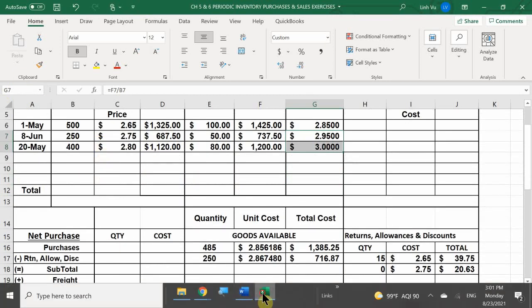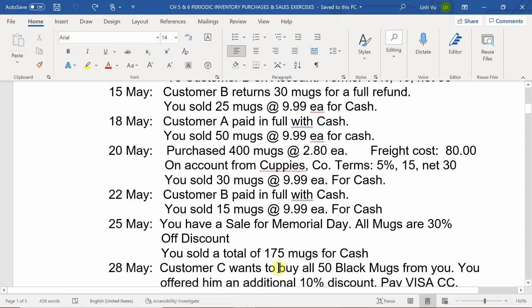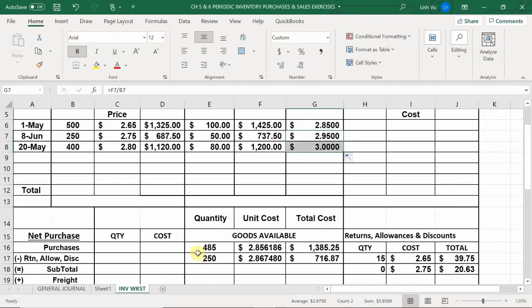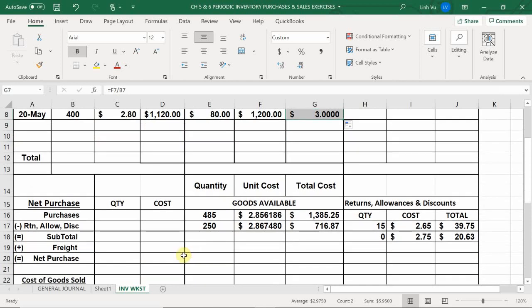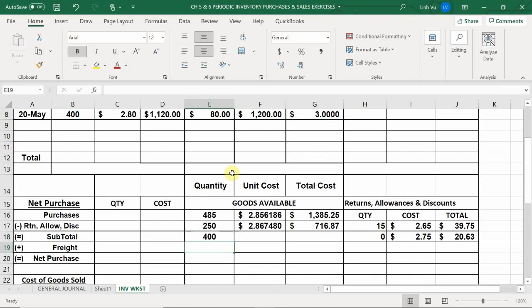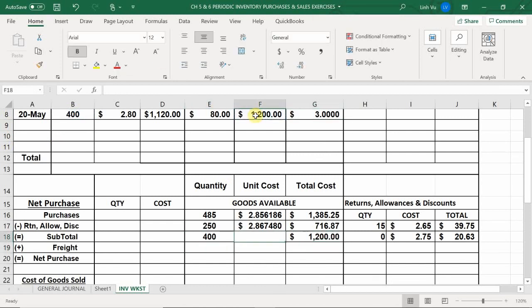So let's see what else. Seems like we are okay with that batch of inventory here, right? I don't see any returns or anything like that. So I'm going to go ahead and complete my goods available by copying this information over. So 400 at a total of 1,200, which gives me a cost per item of $3. Okay.